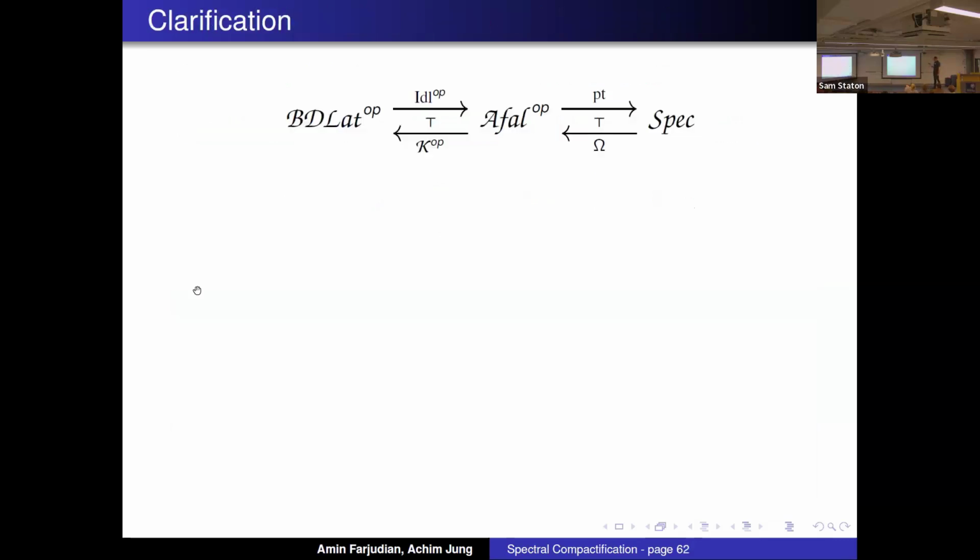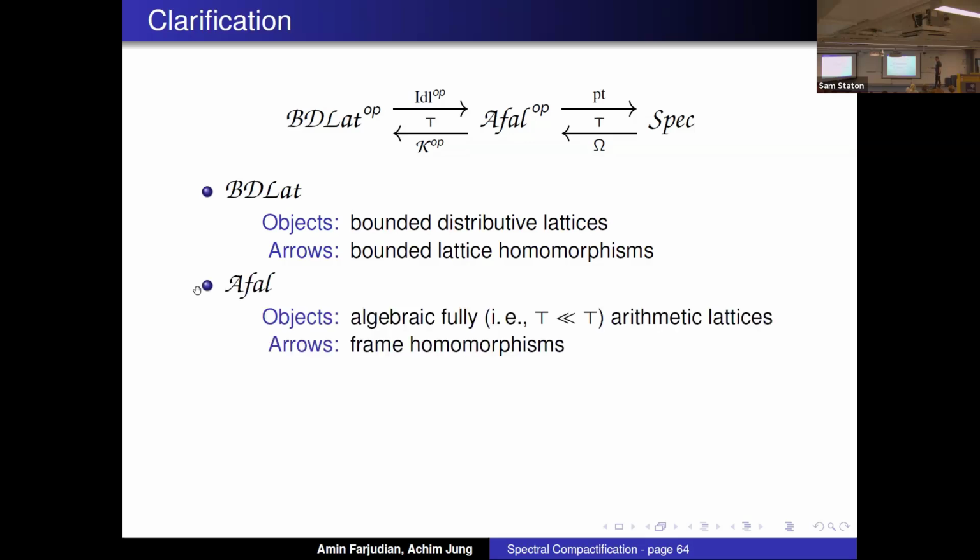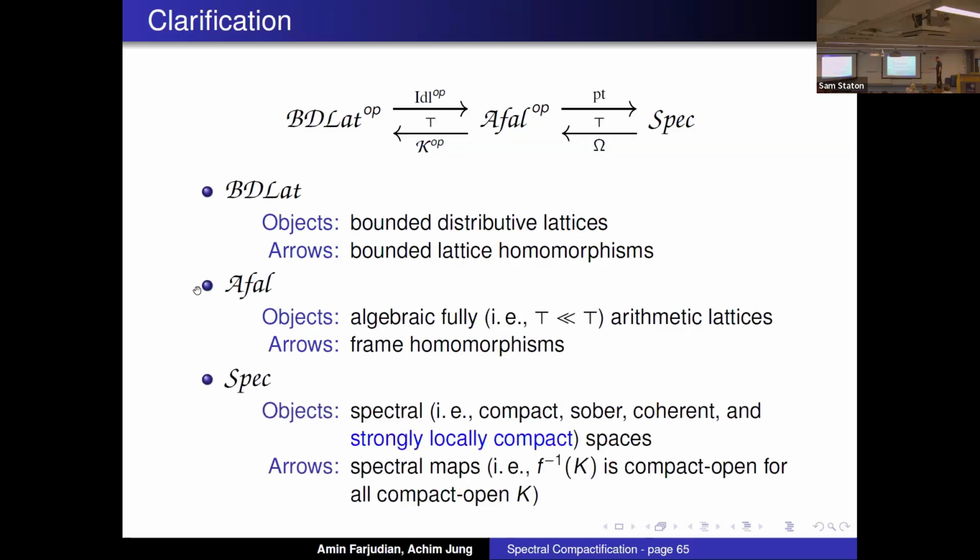Now, a quick explanation of what you see here. On the left-hand side, you get bounded distributive lattices, and the arrows are bounded lattice homomorphisms. In the middle, you get algebraic arithmetic lattices, which we call fully arithmetic when the top element is also way below itself. And the arrows are frame homomorphisms. And on the right-hand side, which is the important one, are the so-called spectral spaces with the spectral maps.